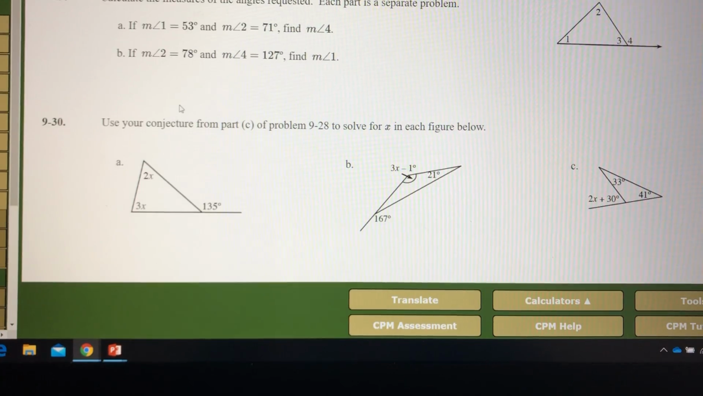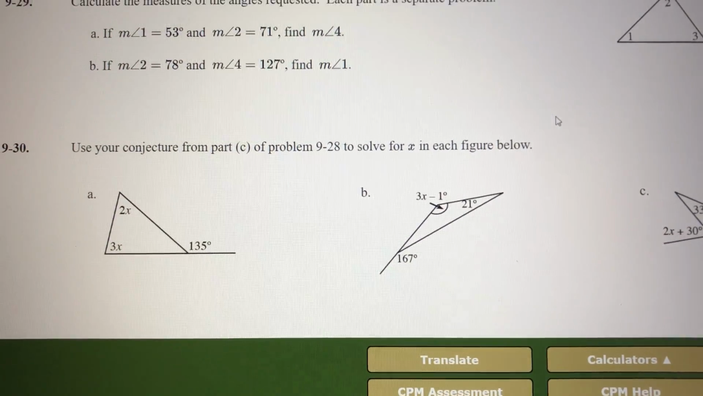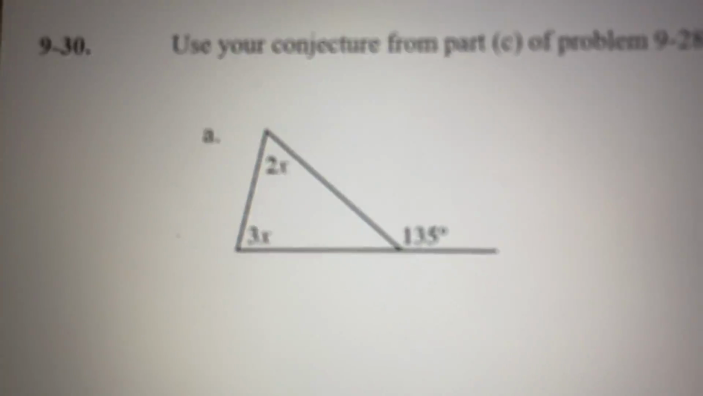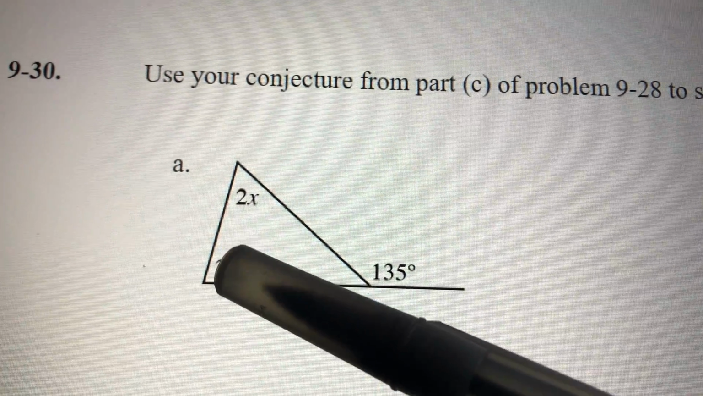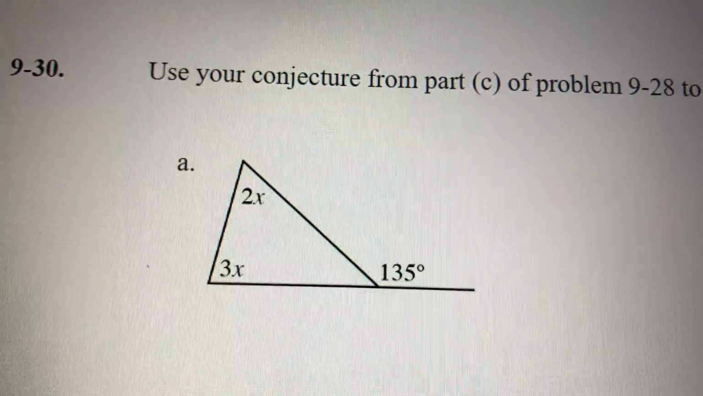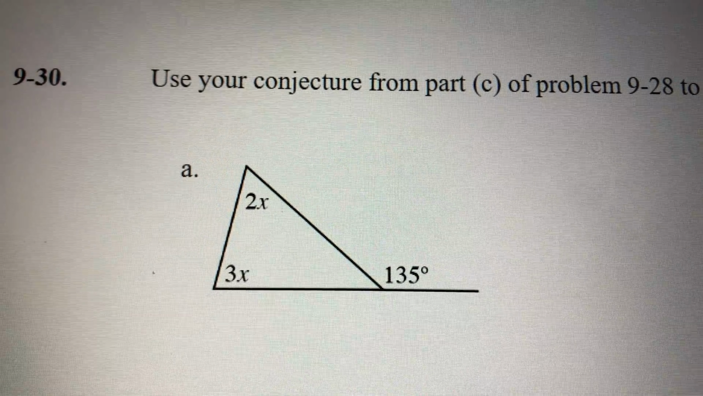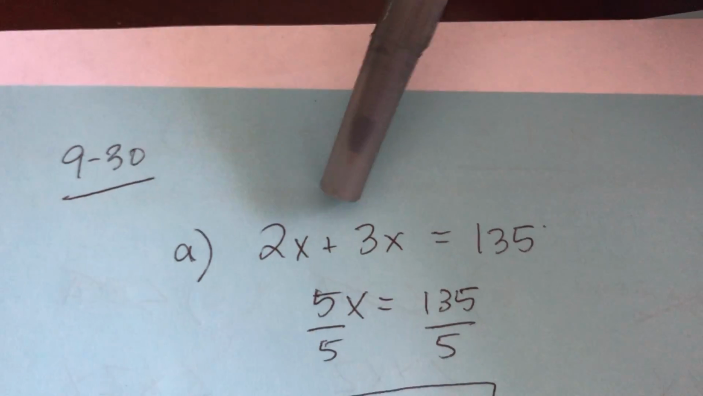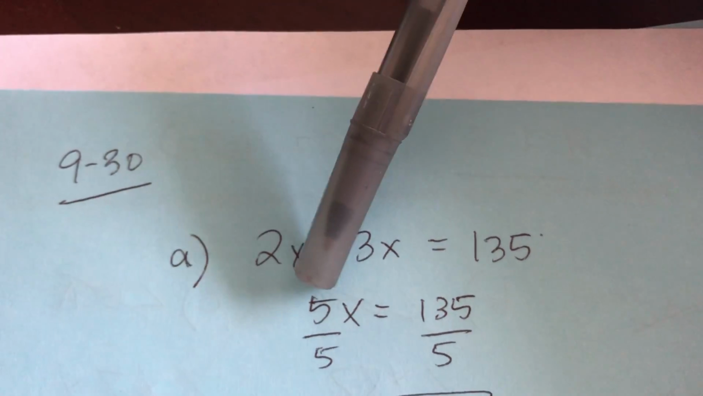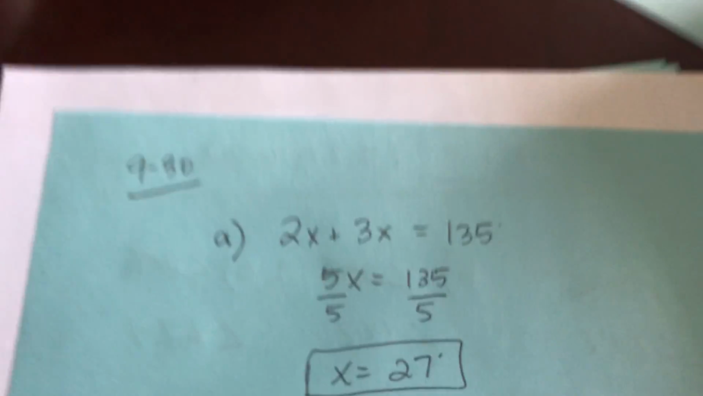All right, last problem. It says using our conjecture, so using our knowledge of the new rule that we have, solve for x in each figure. So looking at this triangle A, using the same knowledge we have, we know that that angle plus that angle equals that angle. So if you wrote that out as an algebraic expression, you could write it as 2x plus 3x equals 135 degrees. And I'll show you my work on my paper now. So I did 2x plus 3x, and I combined them, and I got 5x. Bring down the 135, divide both sides by 5 because we want x alone, and we're left with x equals 27 degrees. Okay, so that was part A.